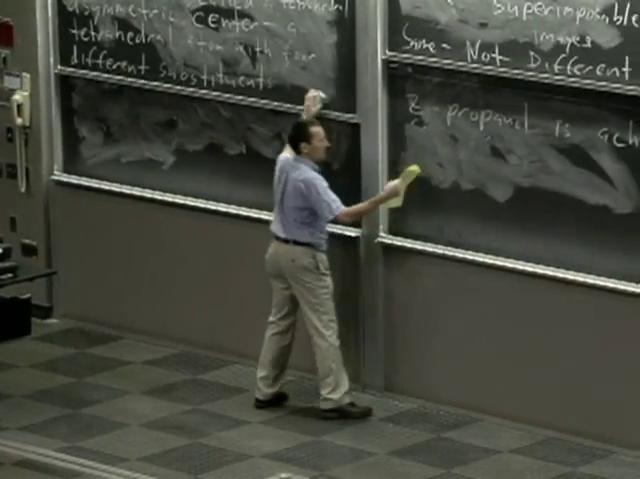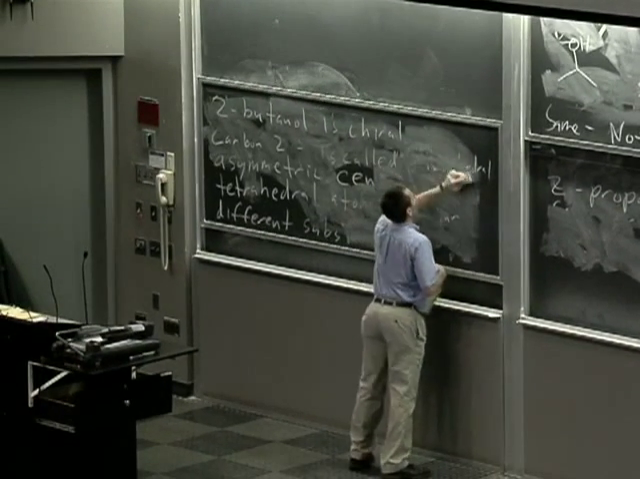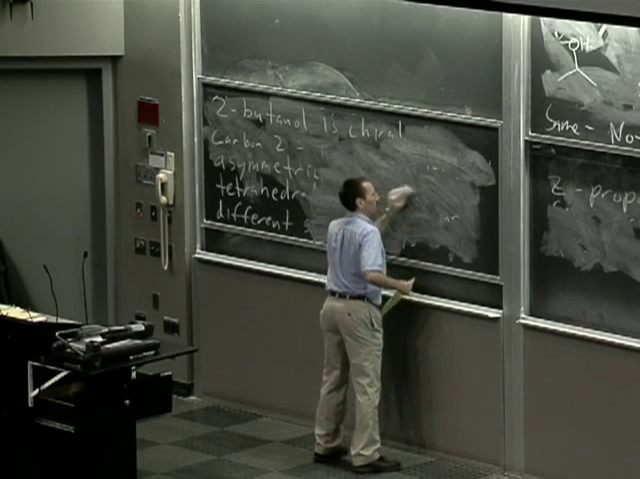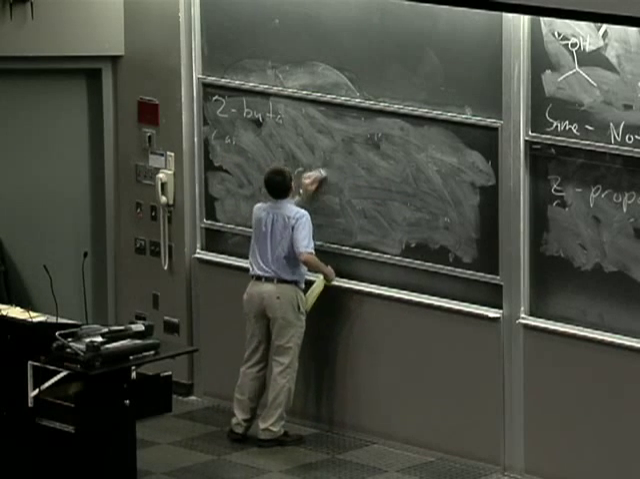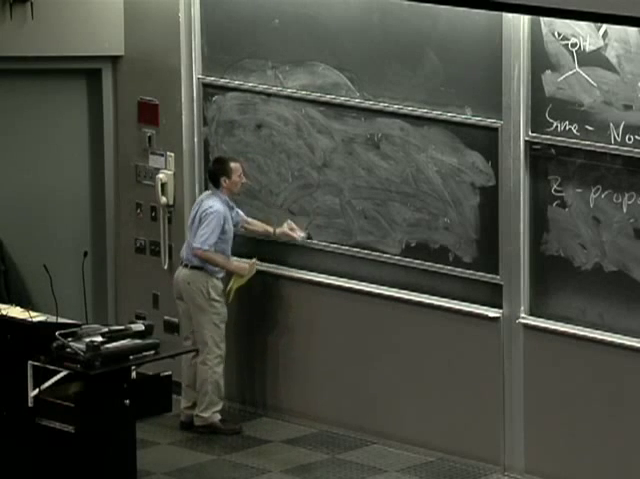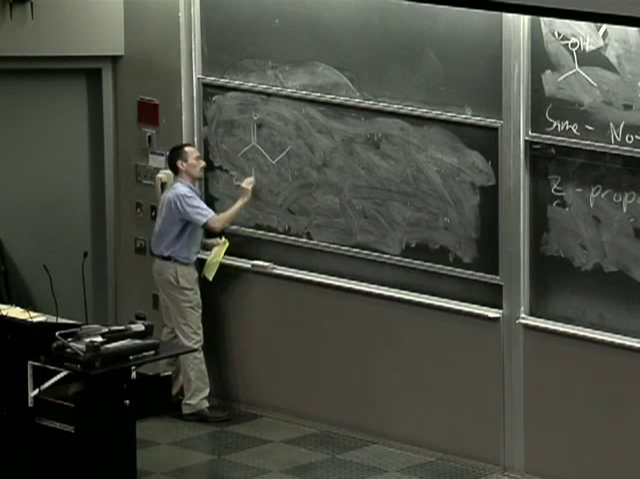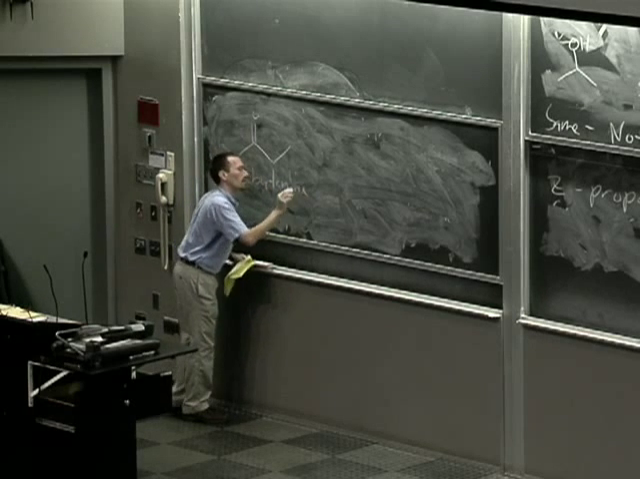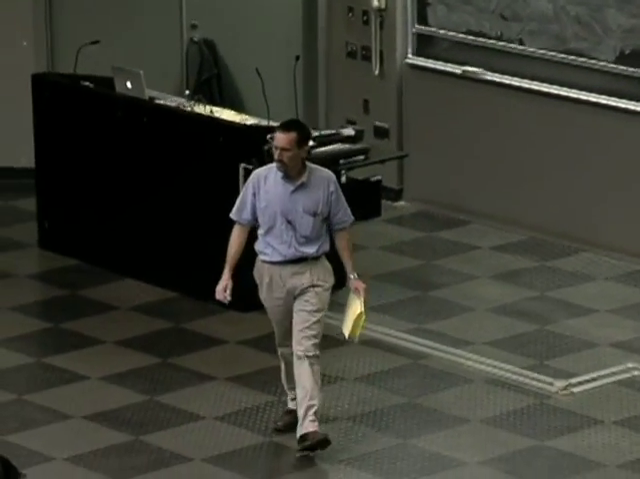Let's try a couple more examples. Let's try 2-butanone. Chiral or achiral? Achiral, right. Why is it achiral? Plane of symmetry. Where's the plane of symmetry?